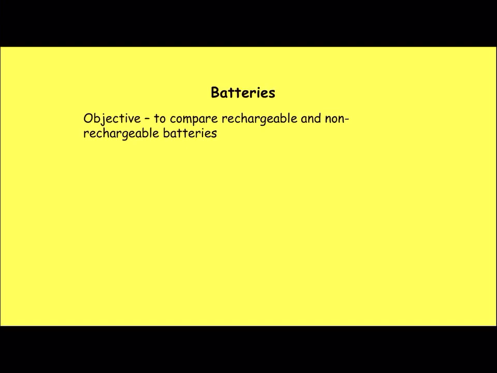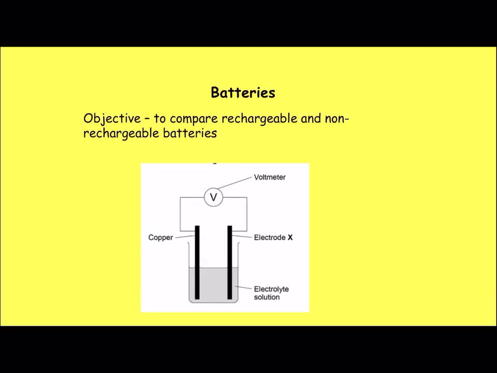I want you to think about what we were doing last lesson. We were talking about how we can use two metals to create a voltage or to generate electricity. If we had two different metals in an electrolyte solution, that was a solution that contained ions that allowed a current to flow, electricity would be generated.